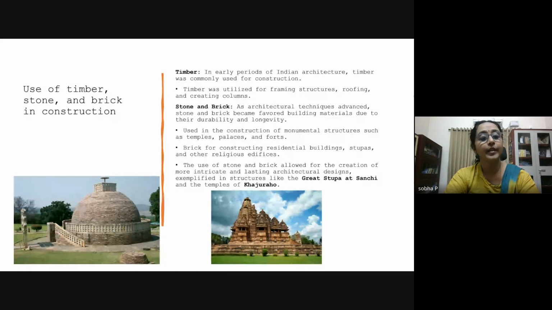And we know that timber was mainly used for construction in the early period, and it was utilized for structures, roofing, and creating columns. But stone and brick became more favored building materials because of their durability, of course, and also longevity. This was used for construction of temples. That is, stone and brick were used in the construction, and brick for constructing residential buildings and stupas. And here in the Sanchi Stupa and Khajuraho, the use of stone and brick created lasting architectural designs that we can see even today.